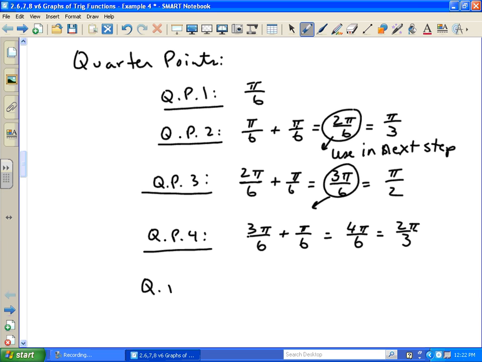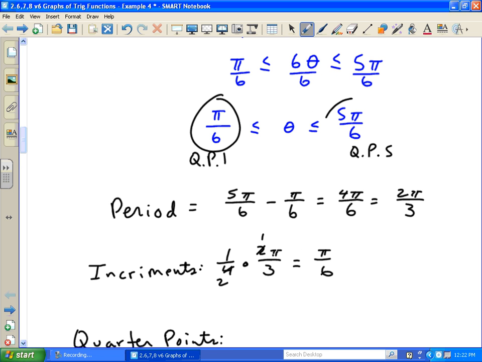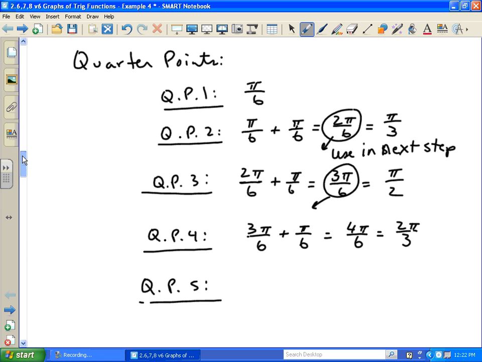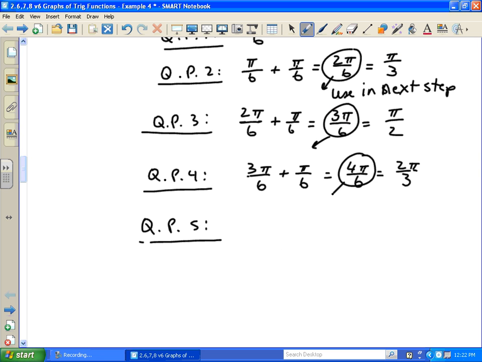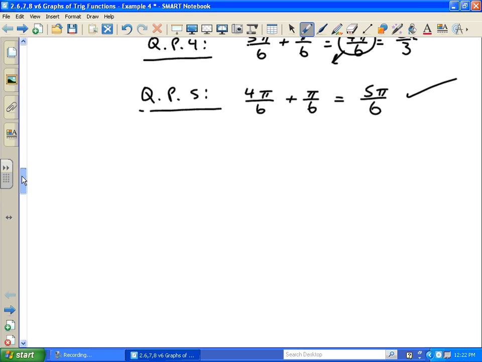Quarter point number 5, I already know that that should be the last number from my interval up above. It should be 5 pi over 6. I'll cheat, use that. 4 pi over 6 plus pi over 6 is 5 pi over 6. So I know I've done all my work correctly when I get to that last quarter point of 5 pi over 6, and it matches up with what I have up above. Okay, it's now time to graph my function.